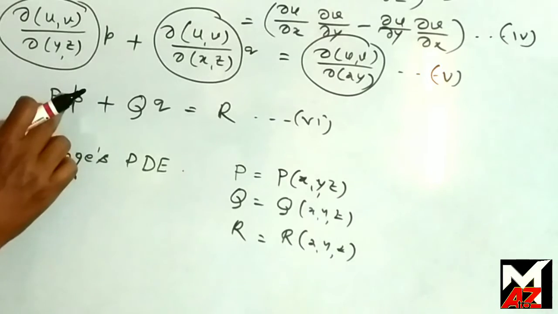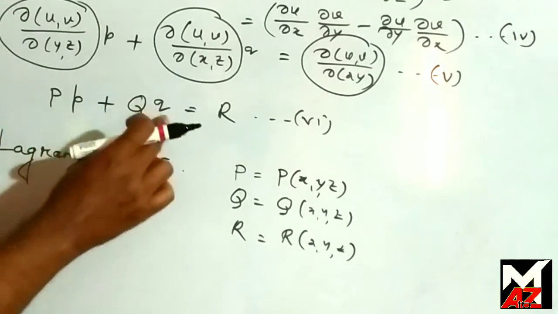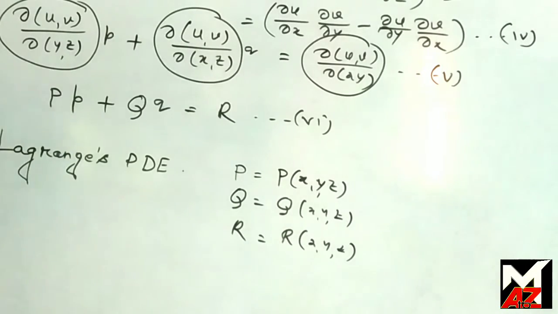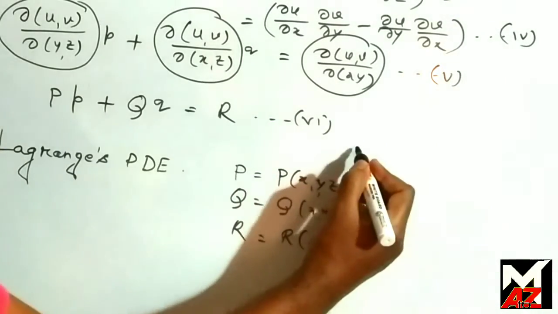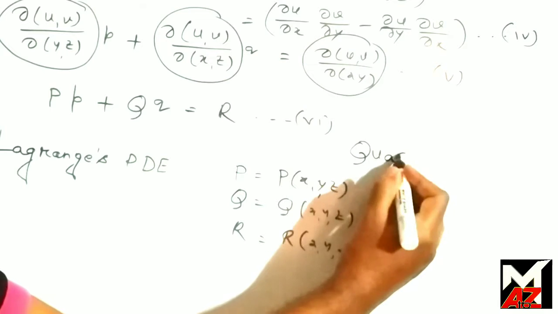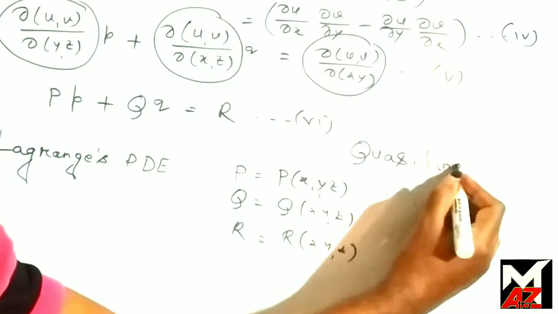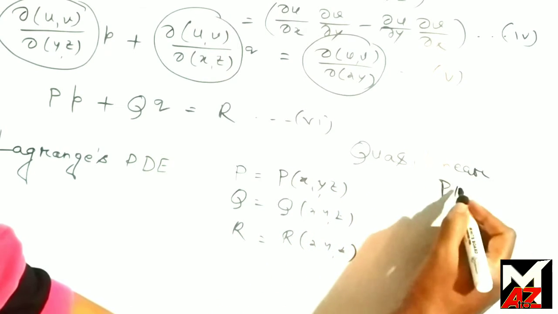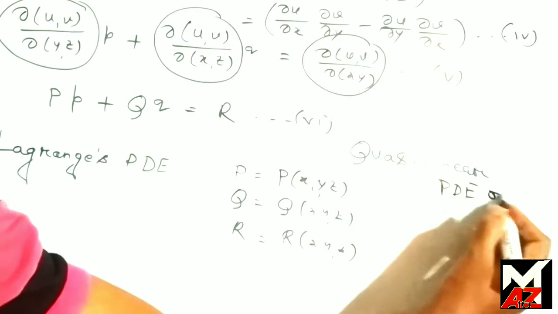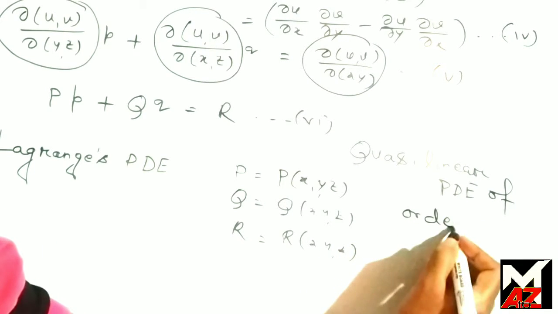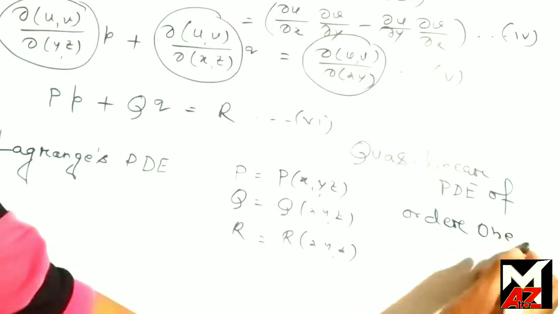and this is linear in P and Q, small p and small q. So this equation is sometimes known as a quasi-linear partial differential equation of order 1.